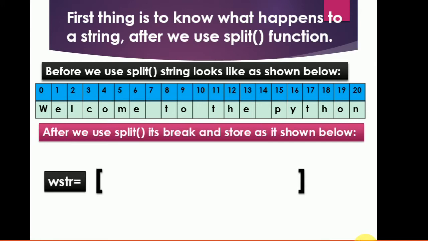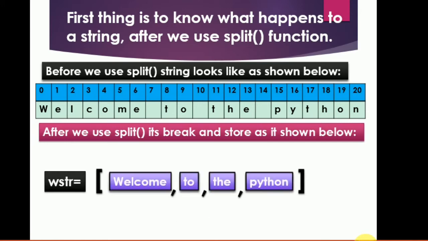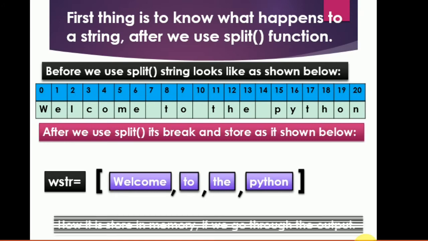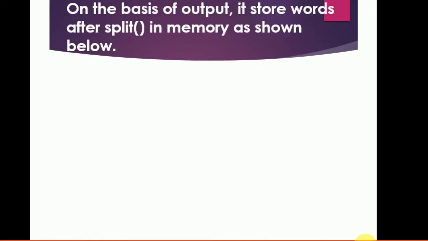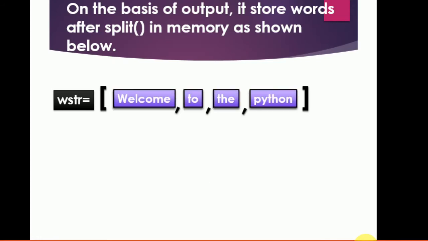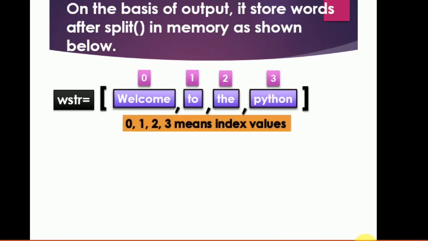WSTR will work like this: two bracket signs, and inside that "welcome", "to", "the", "Python", with commas between them, and all the words are separate now. Now the thing is how they are stored in memory. If we go through the output, on the basis of the output, it stores the words after split in memory as shown below. WSTR equals these words, 0, 1, 2, 3. It means these are the index values.